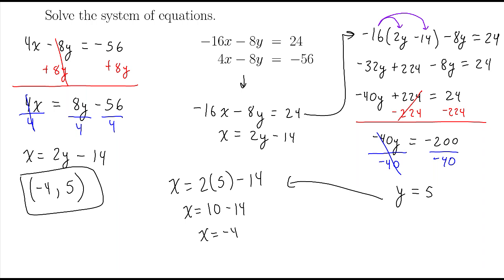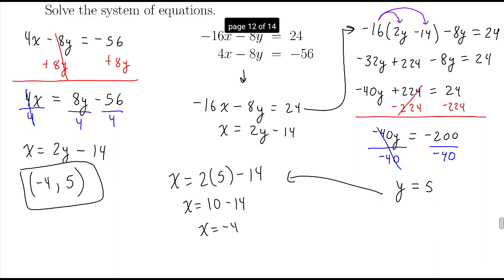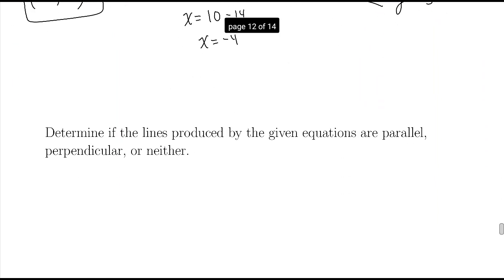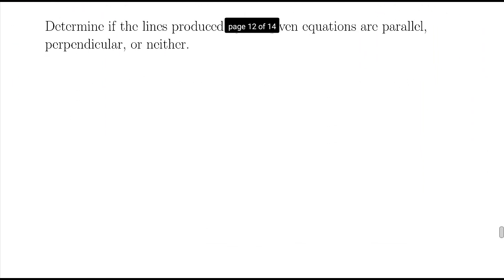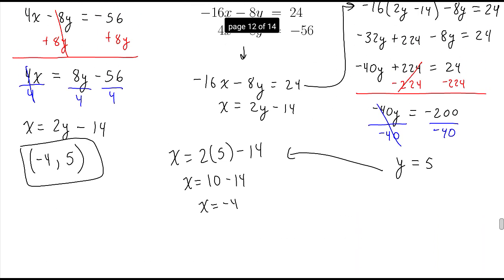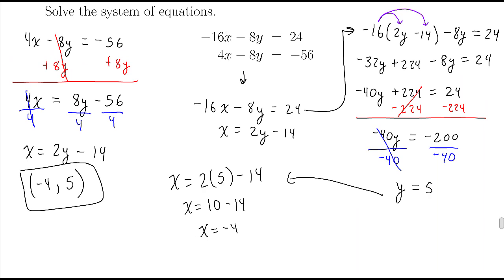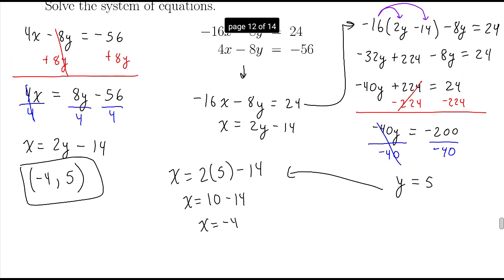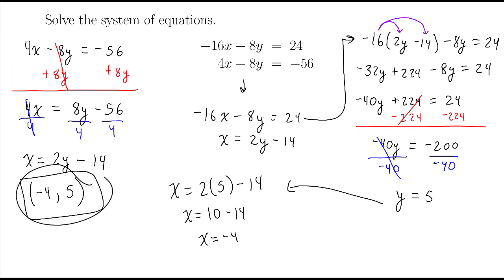Okay, the next part of this question asks us to determine if the lines are parallel, perpendicular, or neither. Now, I haven't done anything as far as rearranging it and looking at their slopes to determine whether it's parallel or perpendicular. I haven't figured that out yet, but I know it's not parallel because parallel lines do not intersect. And here we have an intersecting point. So I know it's not parallel. It might be perpendicular, it might be neither.